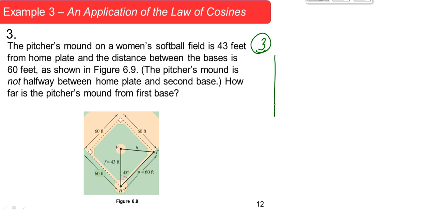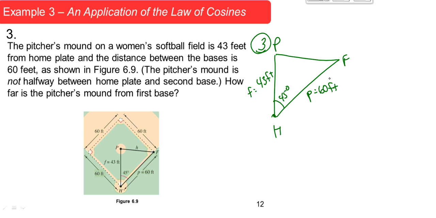So the things that we know: this is home plate, this is first base, this is the pitcher's mound. This is 43 feet and that's little f. This is 45 degrees. This is little p, and that is 60 feet. And this is little h. And so little h is what we're trying to find.